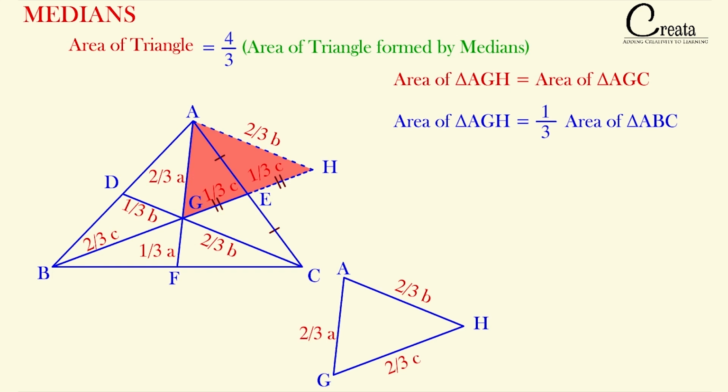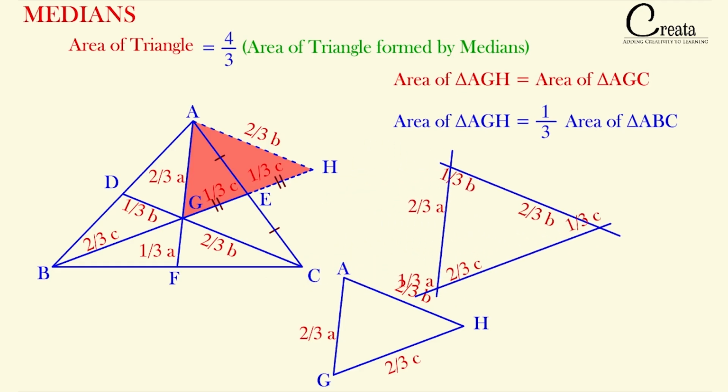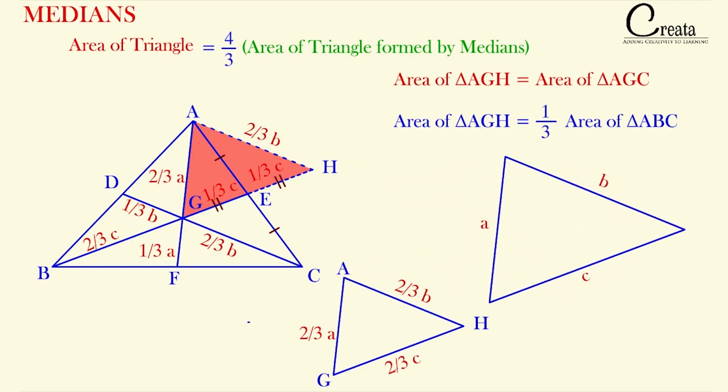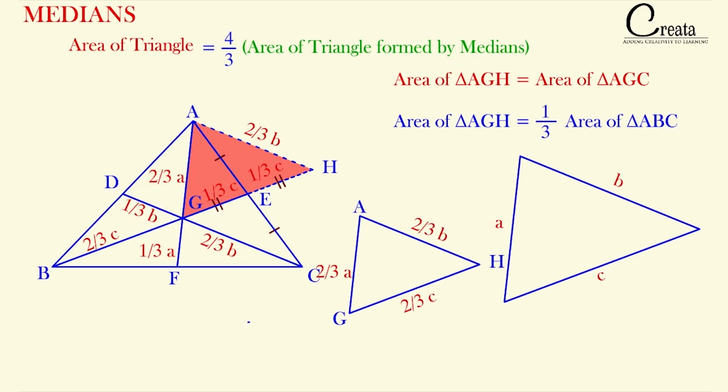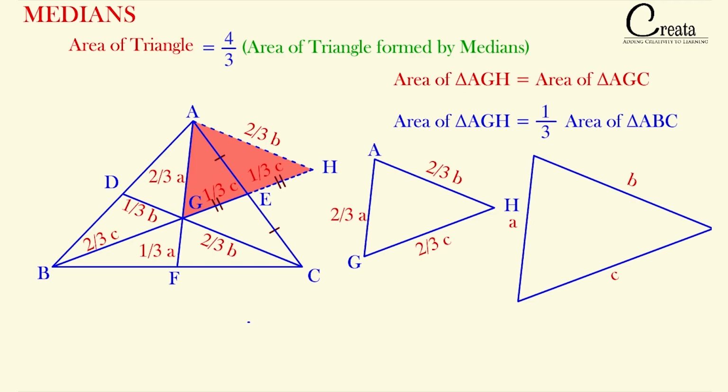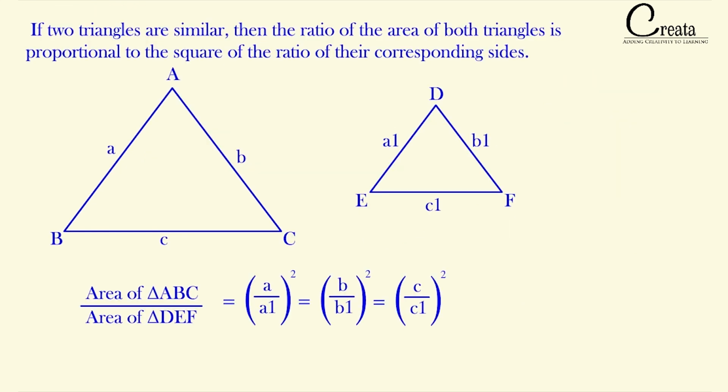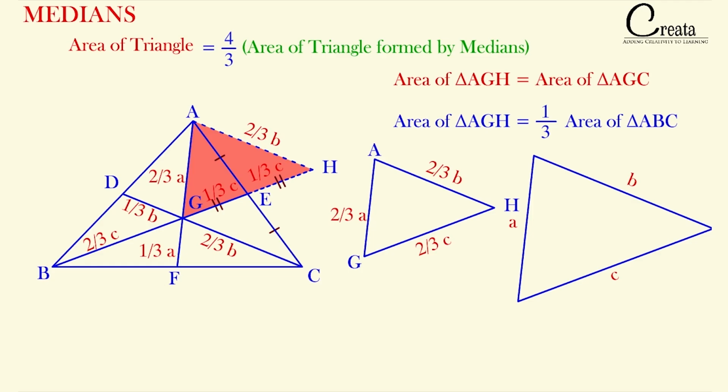Let's compare this triangle with the triangle formed by the medians. The triangle formed by the medians has the sides as a, b and c, and this triangle AGH has the sides as 2/3 a, 2/3 b and 2/3 c. That is, medians into 2/3. Can we say both of these triangles are similar to each other? Their ratios of corresponding sides are equal. And we have done the theorem in the similarity of triangles. That is, if two triangles are similar, then the ratio of the areas of both triangles is proportional to the square of the ratio of their corresponding sides. And both of these triangles are similar.